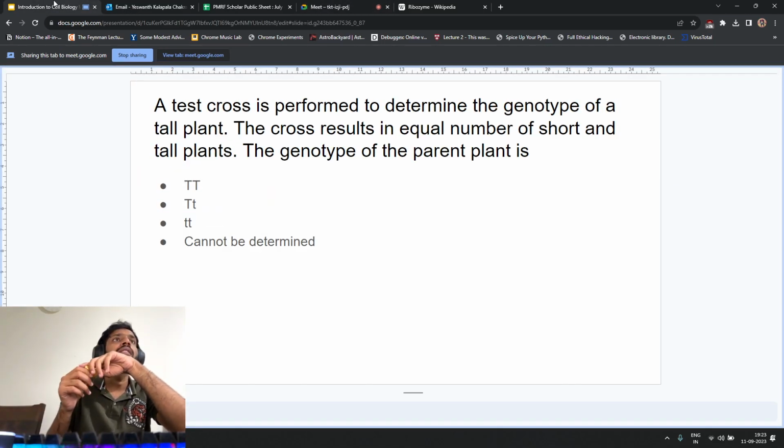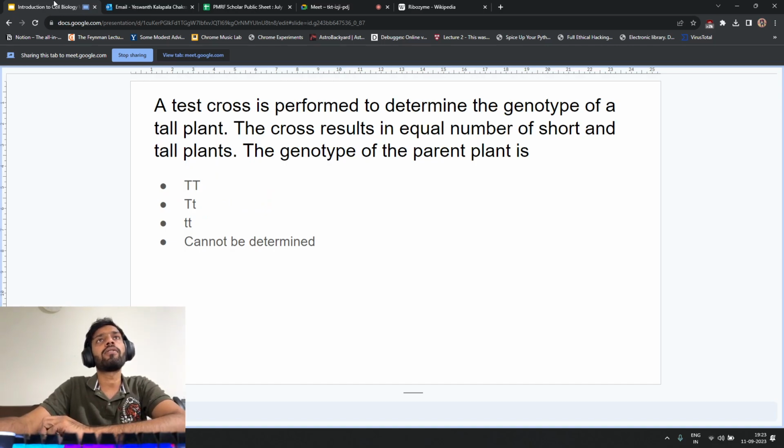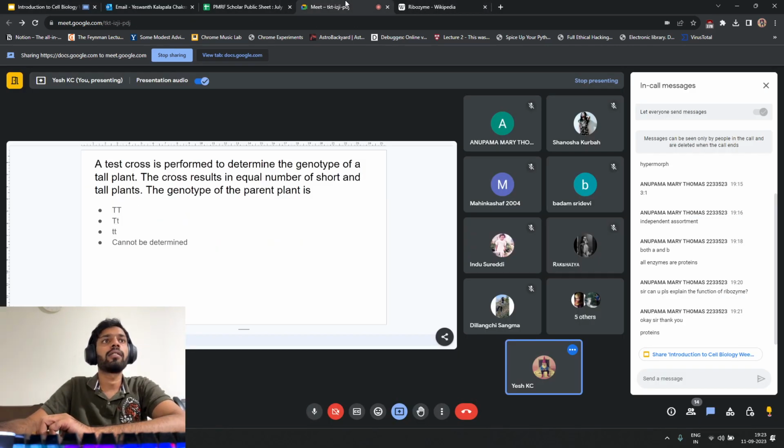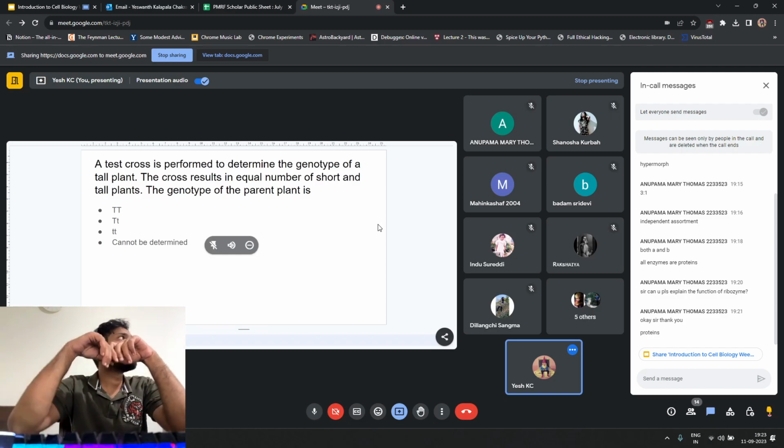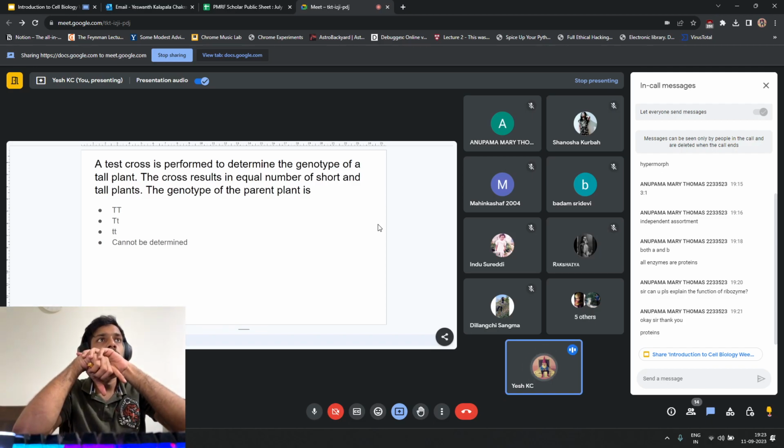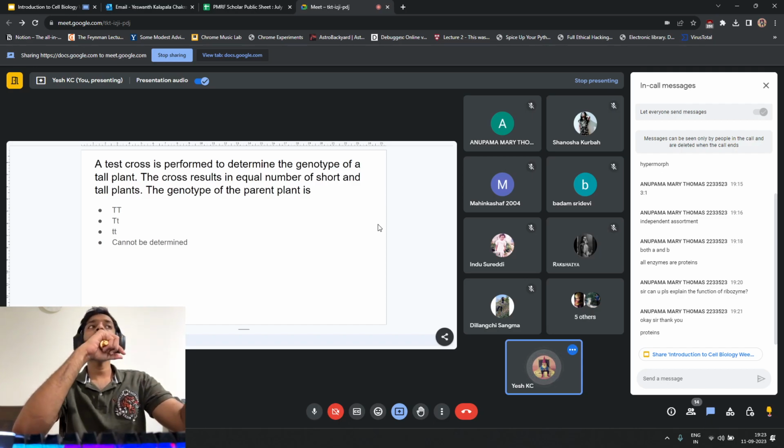Okay, so a test cross is performed to determine the genotype of a tall plant. A cross results in equal number of short and tall plants. What is the genotype of the parent plant? So a test cross is performed to determine the genotype of a tall plant. How do you perform a test cross?